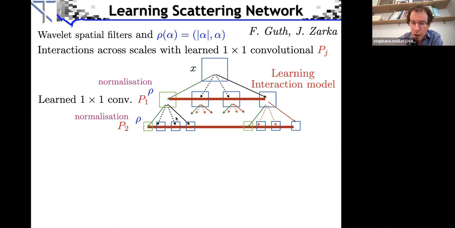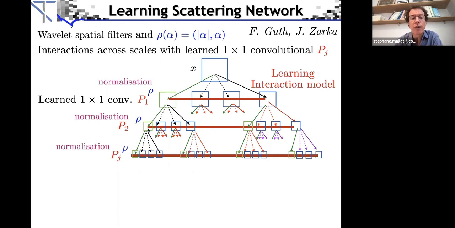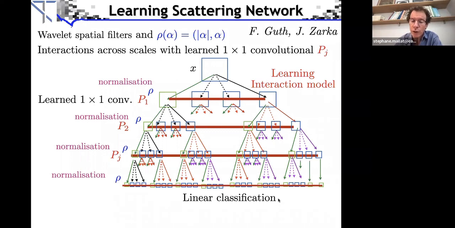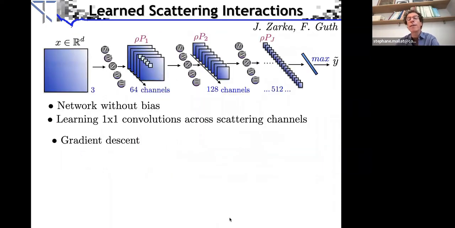However, the spatial filters remain wavelets. So spatially, you still do just a scale separation. The nonlinearity is still a modulus, but you are also going to propagate the phase, and you iterate. Each layer, you learn this operator. And once you've done that, you do the linear classifier. So basically, you are getting something which is much closer to the standard network. The only difference is that the spatial filters are fixed, they are wavelets, and the only thing that we learn is the filter, which is one-one convolution across the channels.